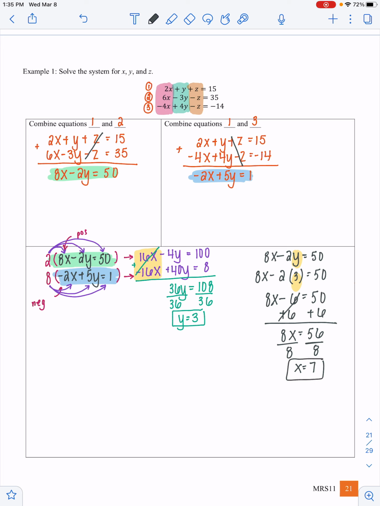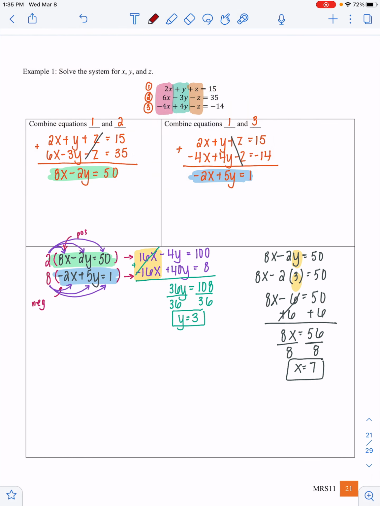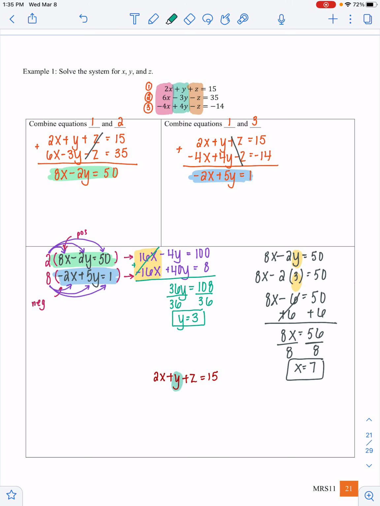Almost there, because if we think back to the beginning, yes, this was a system of equations, but it was a system of 3 equations. I had 3 variables. So go ahead and take a look at the 3 equations all the way at the beginning, equation 1, 2, and 3, and pick the easiest equation to use. For me, that's going to be the first equation, 2x plus y plus z equals 15. And we are going to plug in for each of these. I have my y solved for, and I have my x solved for. I still need to solve for z.